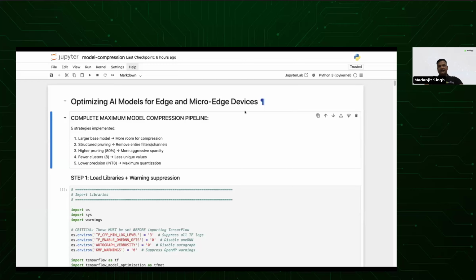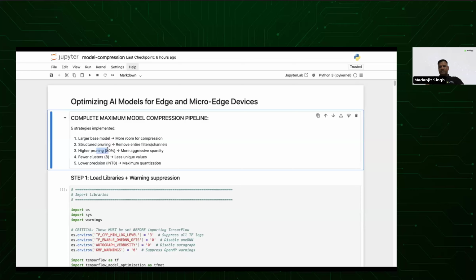Okay, there we go. Optimizing AI models for edge and micro edge devices. Why am I using both edge and micro edge? Because edge varies from, let's say, 512 KB all the way to 8 MB or 12 MB of memory, whereas micro edge will be a maximum of 512 KB, that's what I have seen. So micro edge devices are small-footprint memory devices where your model has to be in KBs, not MBs. The strategy we have used is that I've created a large base model, then I have done structured pruning, and unstructured pruning also.